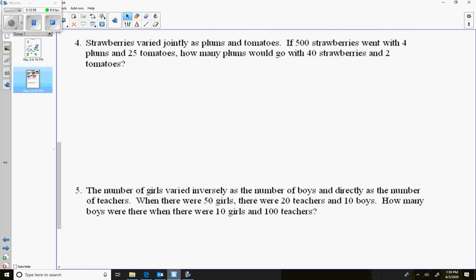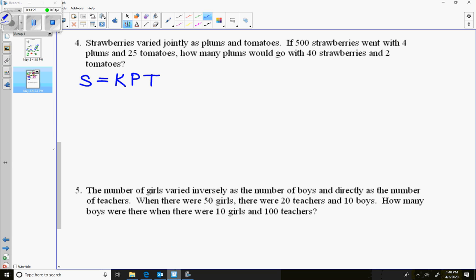Number 4. Strawberries varied. That already tells me S equals jointly as plums and tomatoes. So jointly is multiple directlies. So plums and tomatoes. There's my step 1.